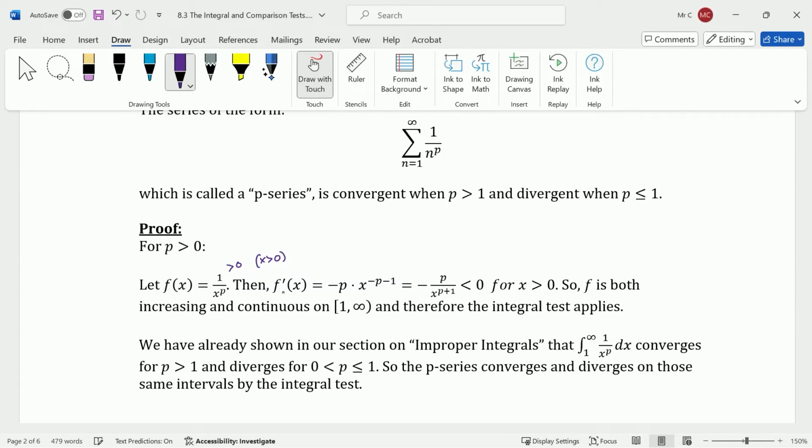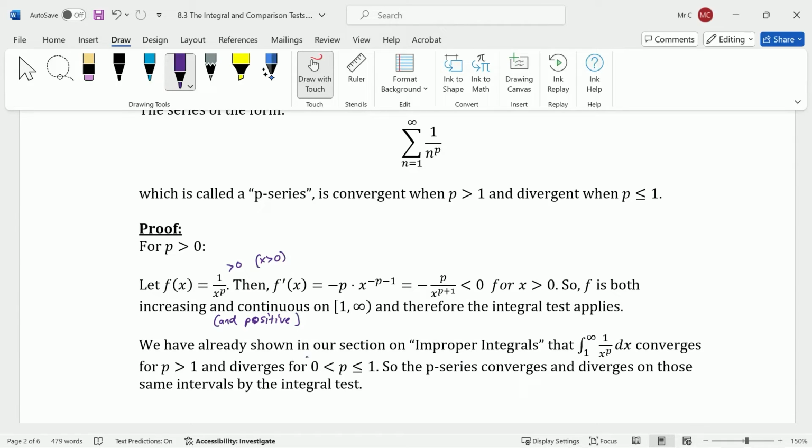And its derivative will be negative p x to the negative p minus 1, which is negative p over x to the p plus 1, which is negative for x greater than 0. And so f is both increasing and continuous, and I should have also said positive, on the interval from 1 to infinity, and therefore the integral test applies.